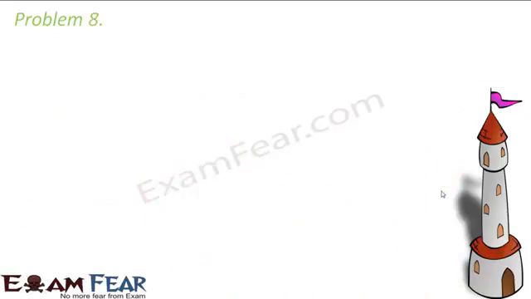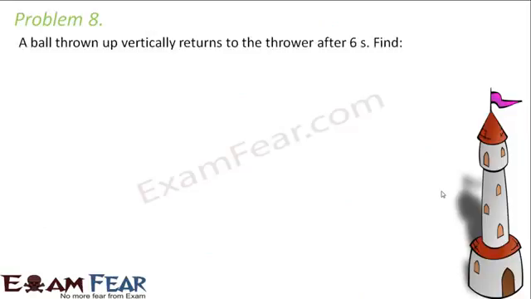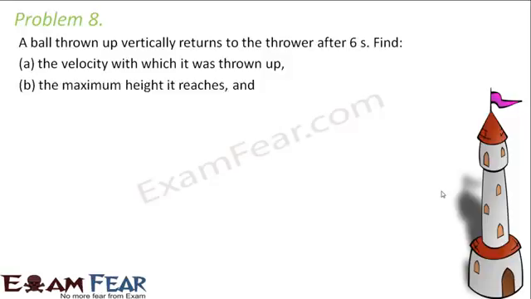Now let us look at the last problem of this section. It says a ball is thrown up vertically, returns to the thrower after 6 seconds. Okay. Find the velocity with which it was thrown up, the maximum height it reaches, and its position after 4 seconds. Okay. So in this case, the time which is given is 6 seconds.